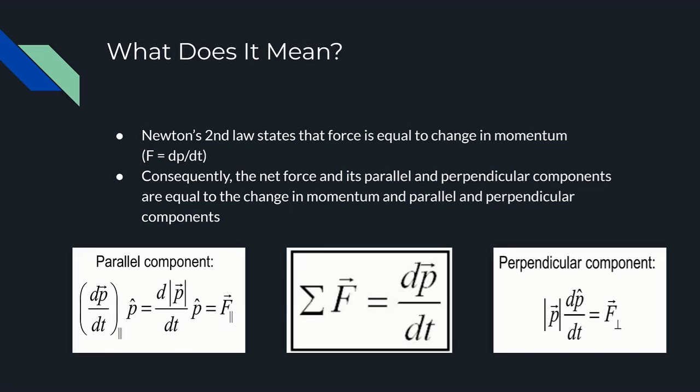This is also shown through these equations down here, where the parallel component is going to be equal to the change in momentum over change in time times the unit vector, as it is in the direction of motion. And the perpendicular component is going to be equal to the absolute value of the momentum times the change of the unit vector of momentum over time.